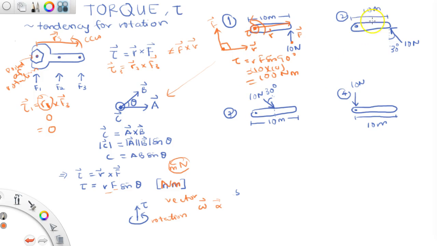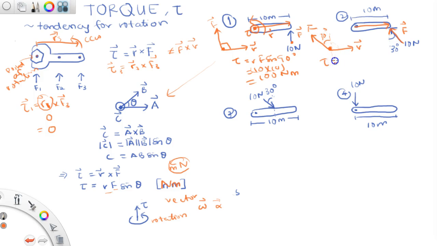Okay, number two. Let's look again. You put the vector of distance, and this is your force. Now you put it out. So you have here R, and then you put your force like this. This is the angle that you want to define, so you have to make sure that this is correct. This is 30 degrees, meaning that this is also 30 degrees.